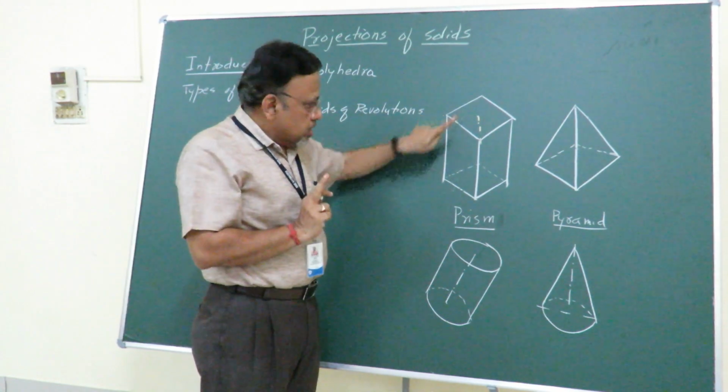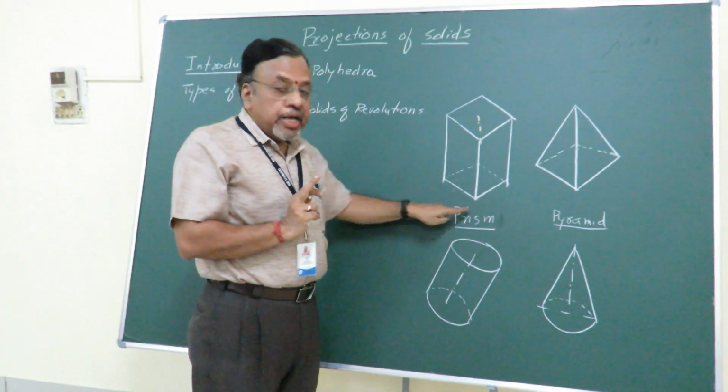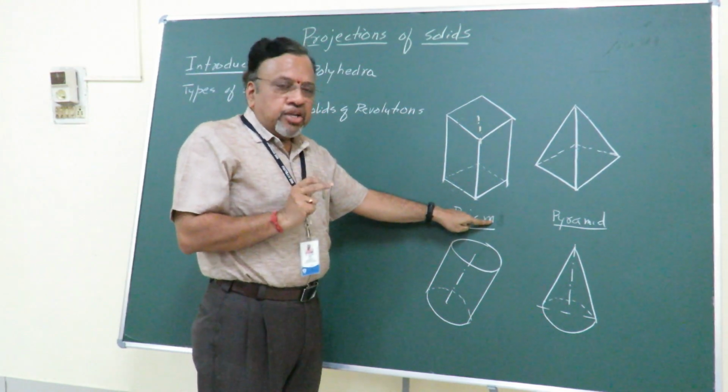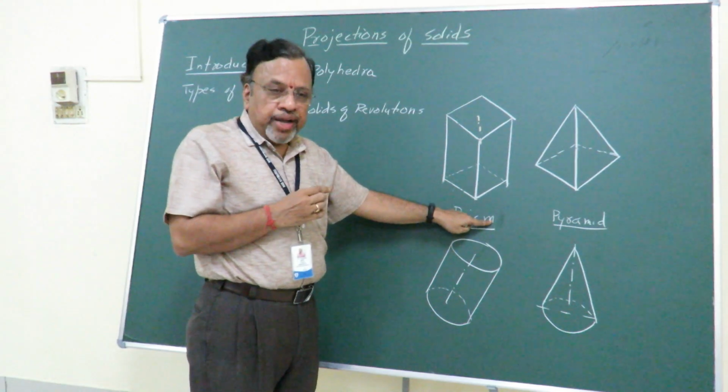Then we need to consider this prism as a right and regular prism. So when do you say this to be a right and regular prism? For that I need to define one more term known as an axis.